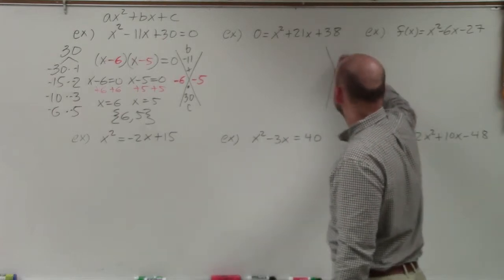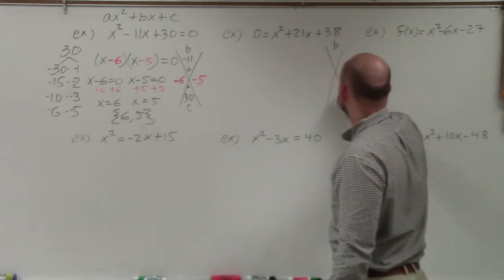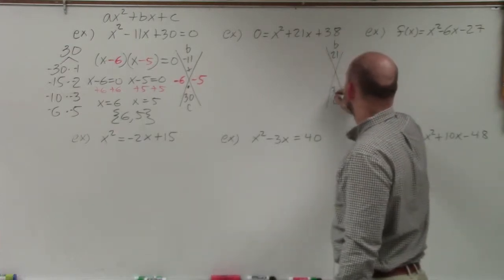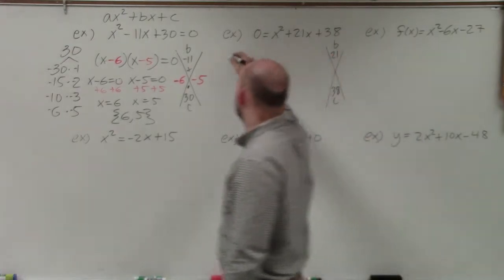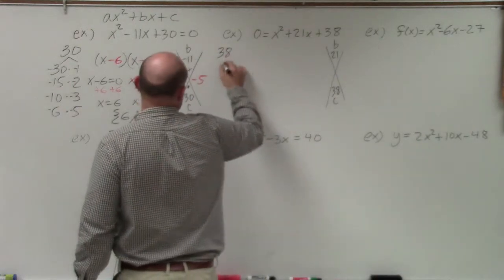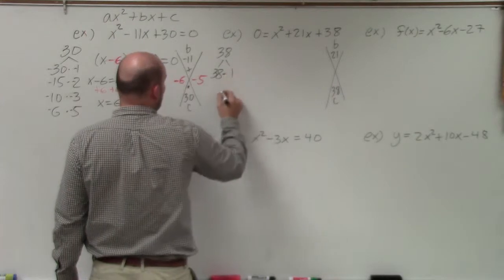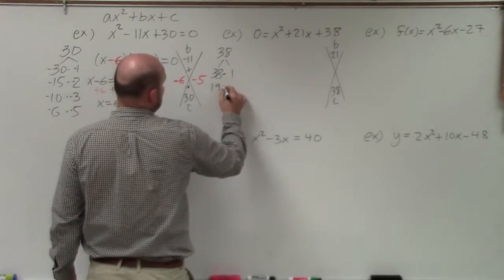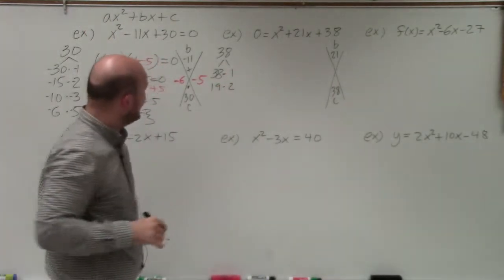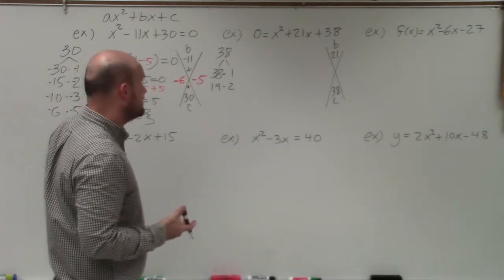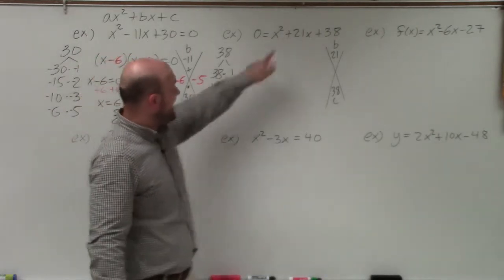OK, so B and C. B in this case is 21. C in this case is 38. So let's go ahead and write out what gives us 38. Well, we could do 38 times 1. We could do 19 times 2. And 4 doesn't go in there. So that's it. So then we need to determine which of these add up to give us 21.